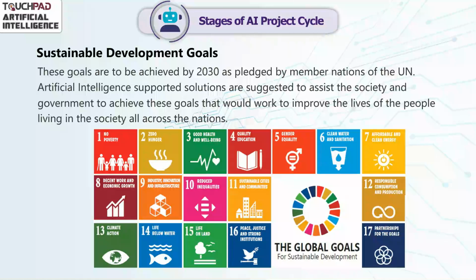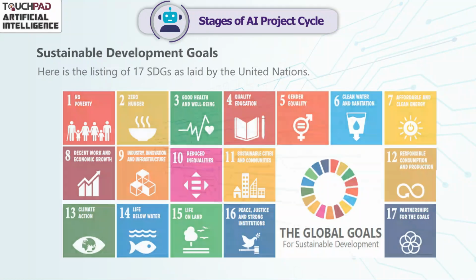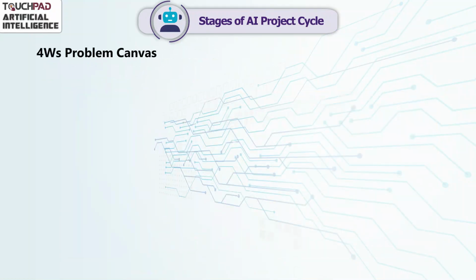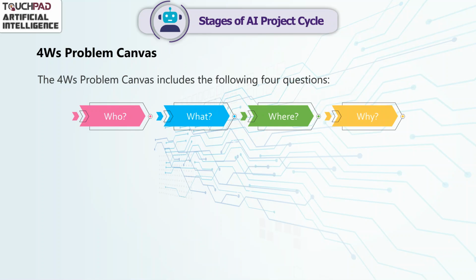Artificial intelligence supported solutions are suggested to assist the society and government to achieve these goals that would work to improve the lives of the people living in the society all across the nations. Here is the listing of 17 SDGs as laid by the United Nations. 4 W's problem canvas. The 4 W's problem canvas includes the following 4 questions: who, what, where, why. Given below are the extensive ways to use the 4 W's problem canvas.